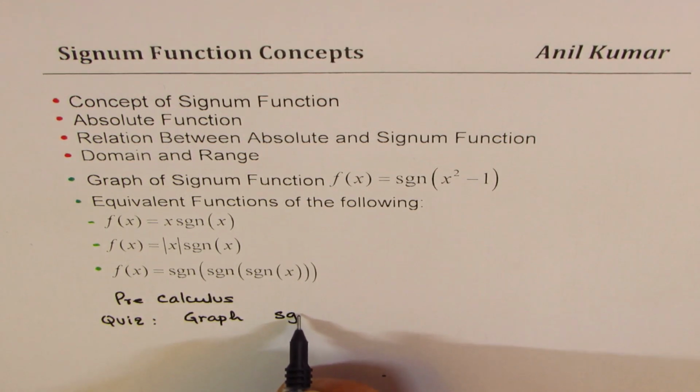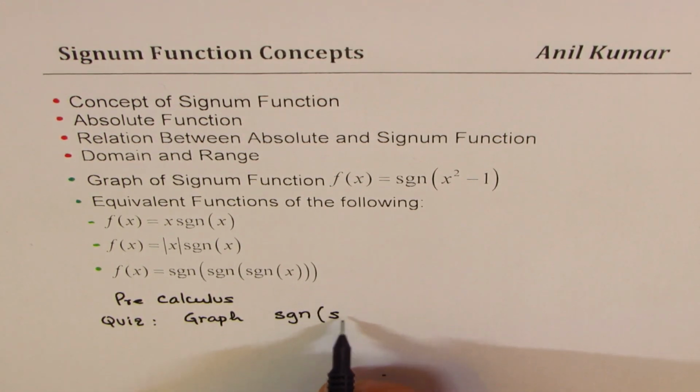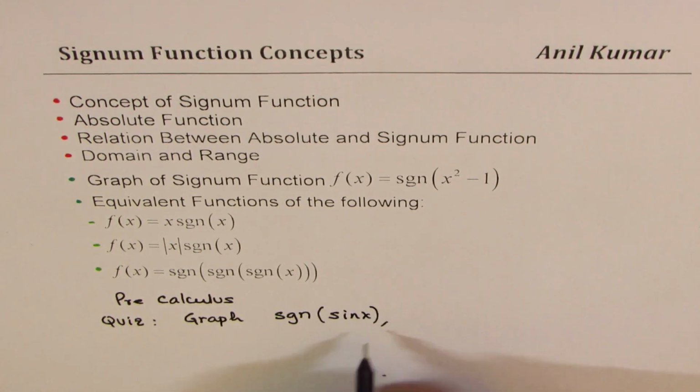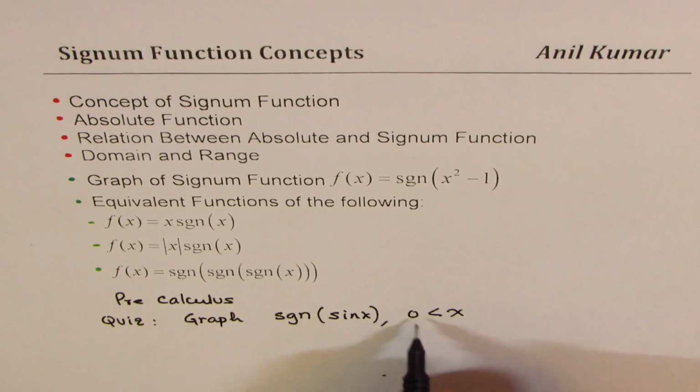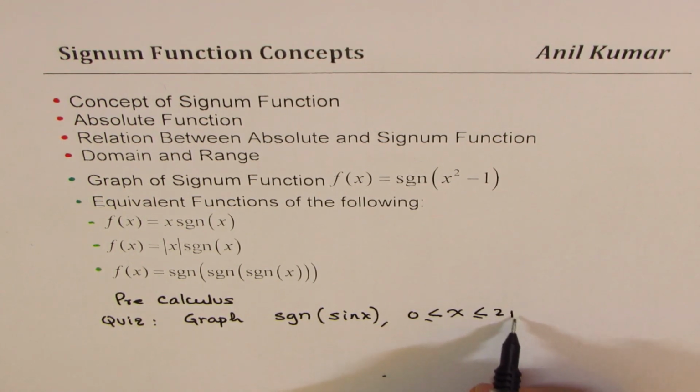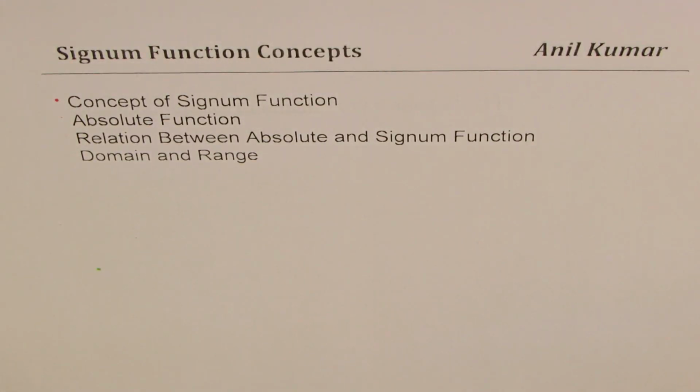Signum functions could be written in short as Sign or Sgn, Sgn of sine x. Let that be a question for you at the end, where x is between, let's say, 0 to 2 pi. Okay, so we'll end with that particular question. Okay, so let's begin with the concepts of Signum function.